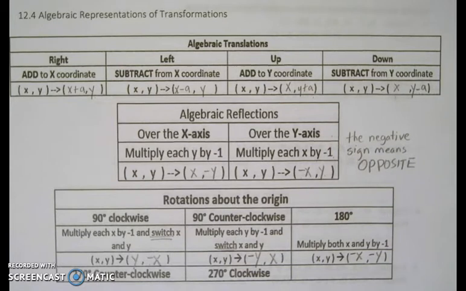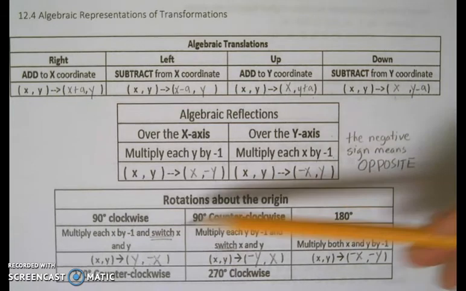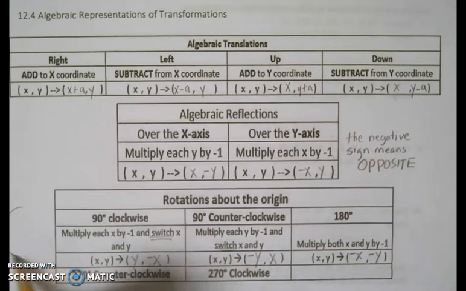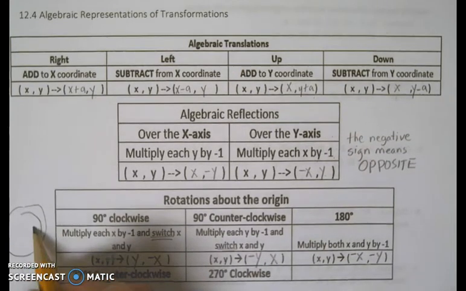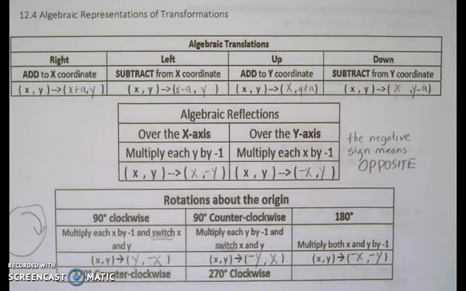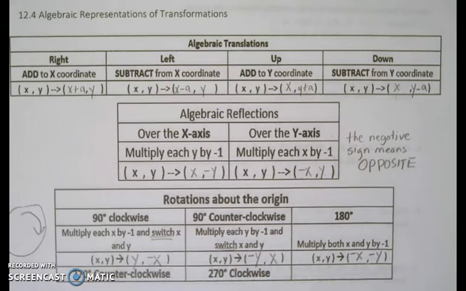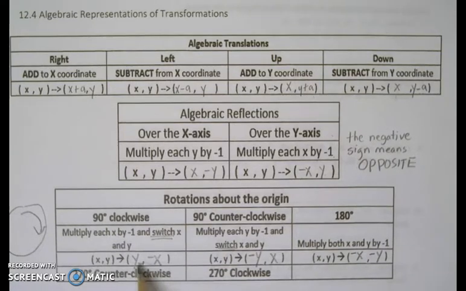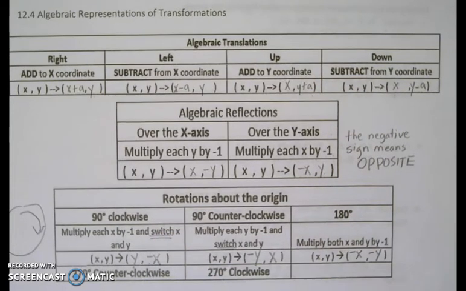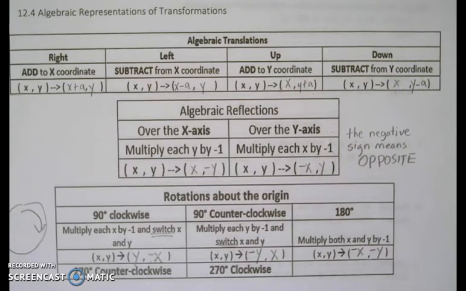When doing an algebraic representation for rotations about the origin, we have a 90 degrees clockwise. So when you're looking at a clock, to the right is clockwise. So when we talk about a 90 degrees clockwise, you will multiply your x value by -1, which takes your x value to its opposite, and switch your x and y values. So you're just switching your x and y position. A 90 degree clockwise is the same thing as a 270 degrees counterclockwise.